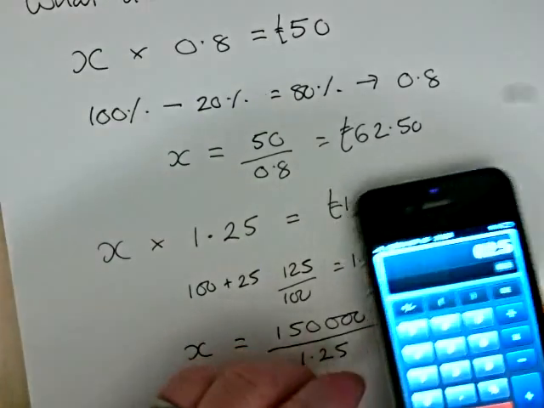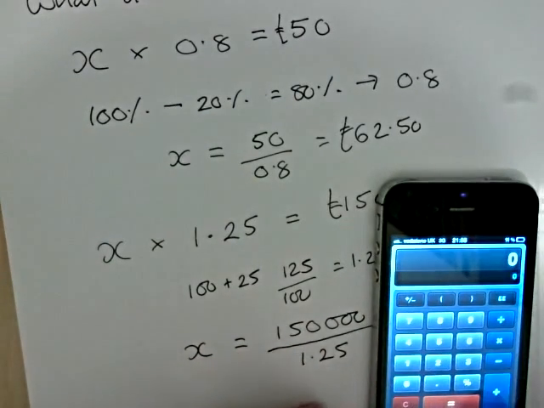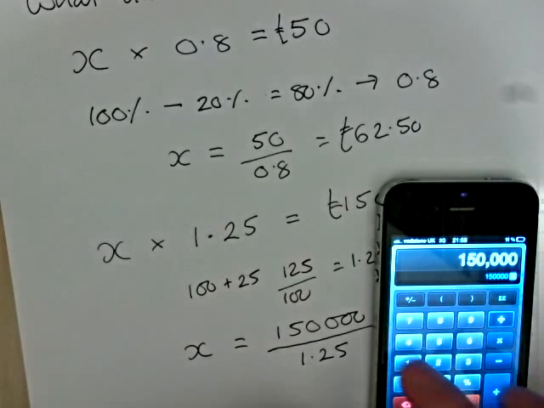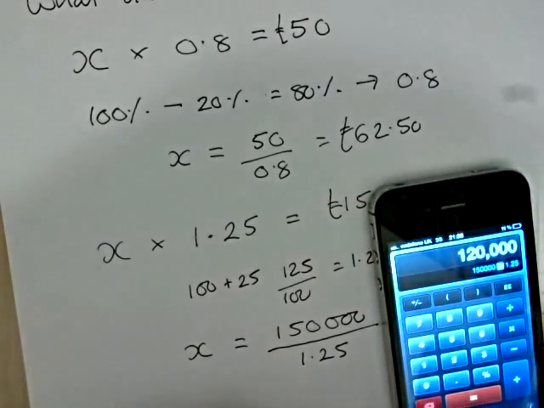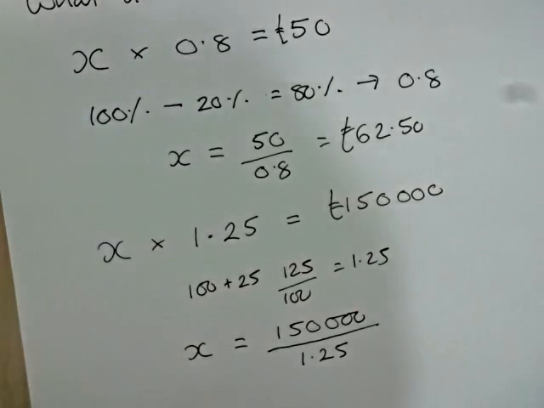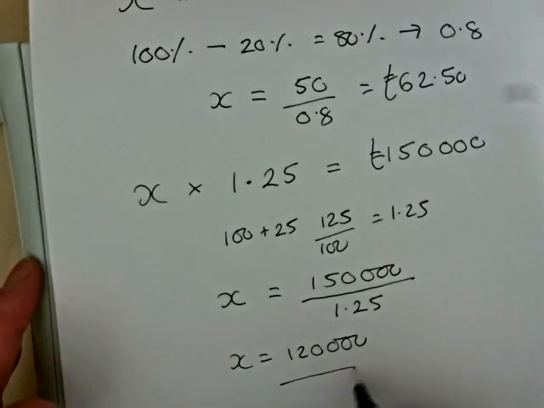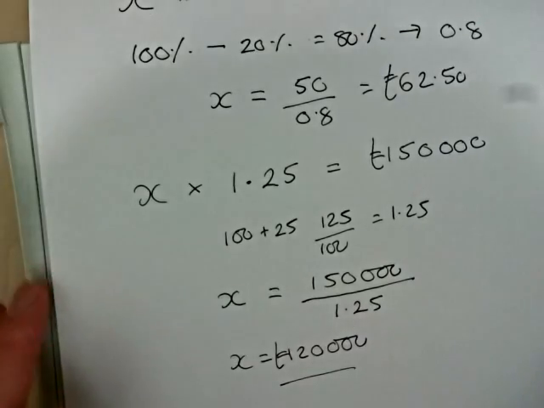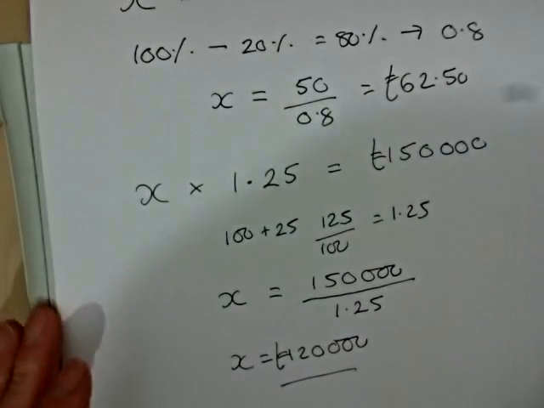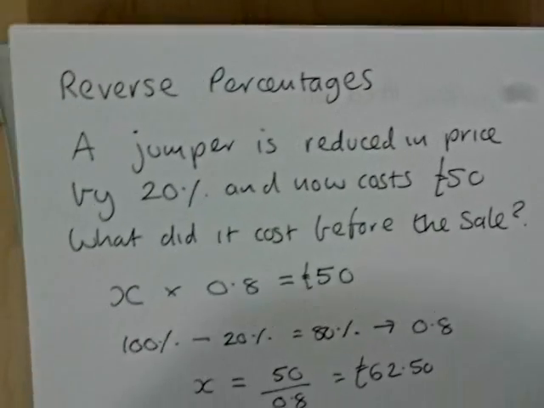So we'll bring my calculator back on, we'll clear the previous bit of work. We've got 150,000 divided by 1.25, and it's 120,000, which is less than what we started with, so we know it is more than likely right. So that's reverse percentages applied to a house appreciating. So there's two examples there. I hope that makes it clear to you what is meant by reverse percentage.